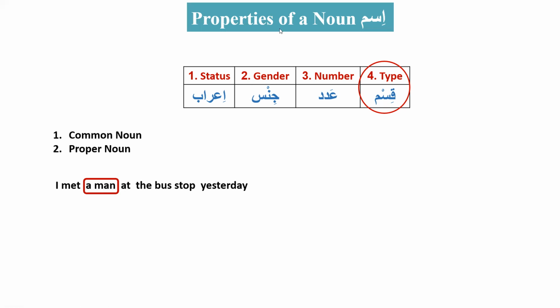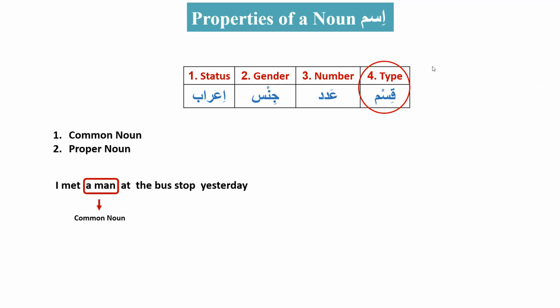So a man could be any man. So what do you think? Is it specific or not specific? Danielle? It is not specific. It will be a common noun. All right, so your answer is correct. It is a common noun.